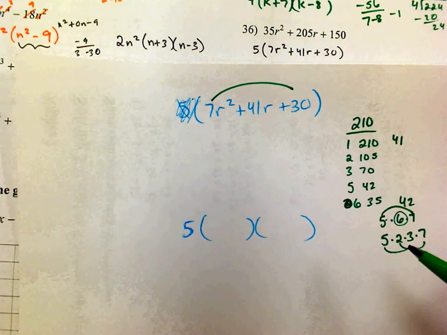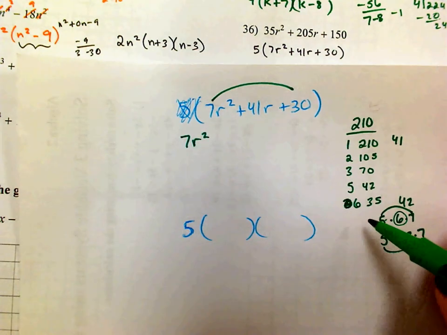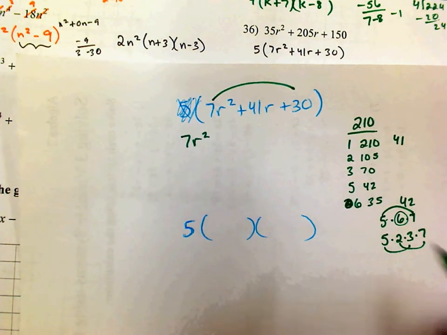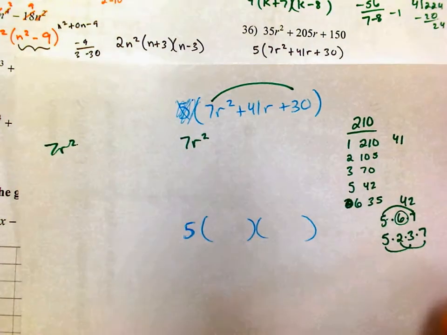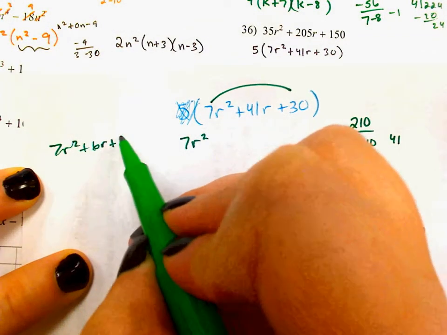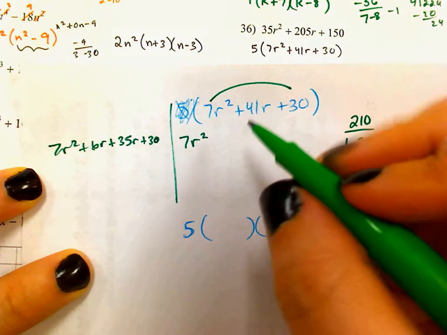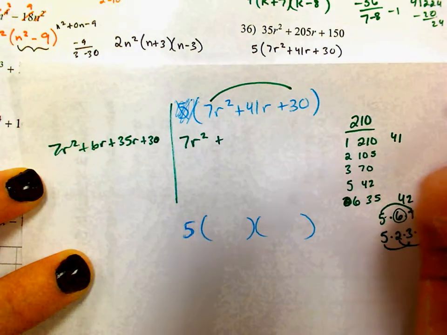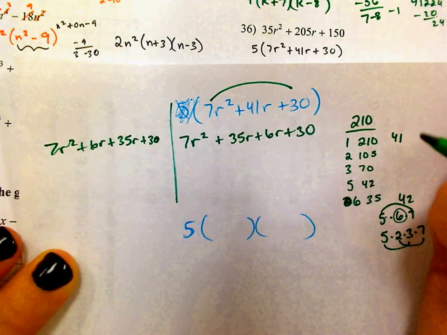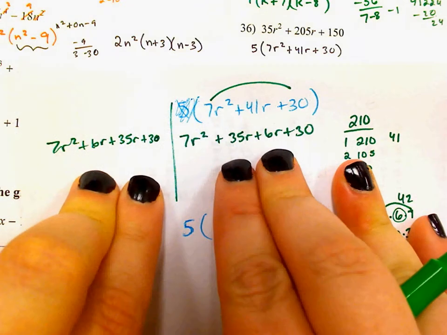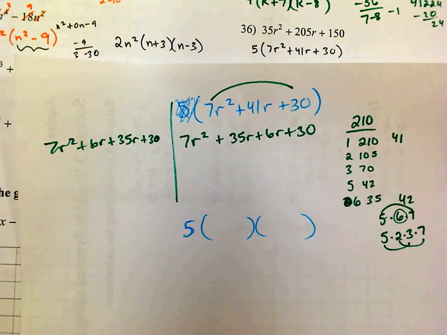If you do factor by grouping, you have a couple different options. You use the 6 and the 35 to rewrite 41. You can either do 7r squared plus 6r plus 35r plus 30, or 7r squared plus 35r plus 6r plus 30. All I did, in both cases, was rewrite 41r as 35 plus 6. I haven't changed the equation.